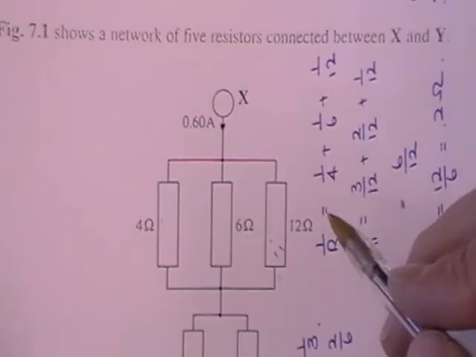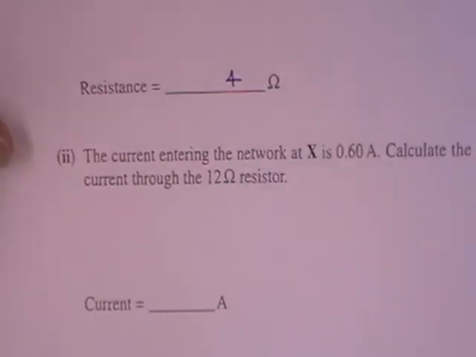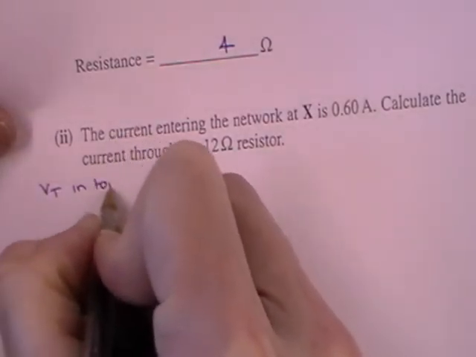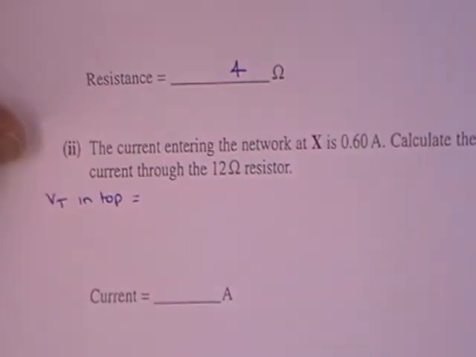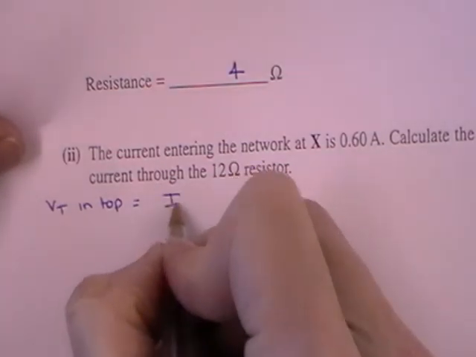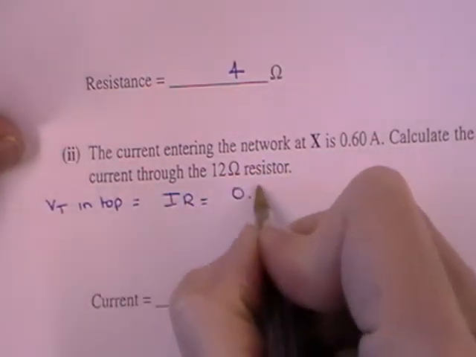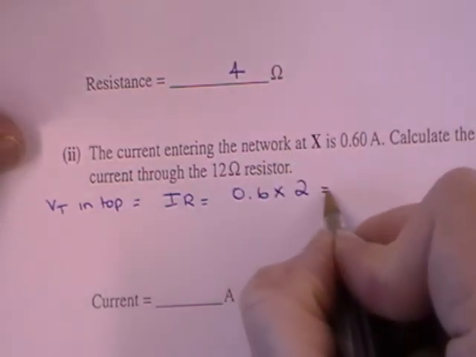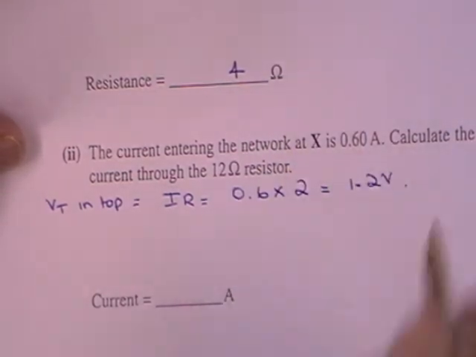So the total voltage in the top part is equal to I times R. And I know the current flowing through it is 0.6, and the total resistance of the top part is 2, and that gives me 1.2 volts.